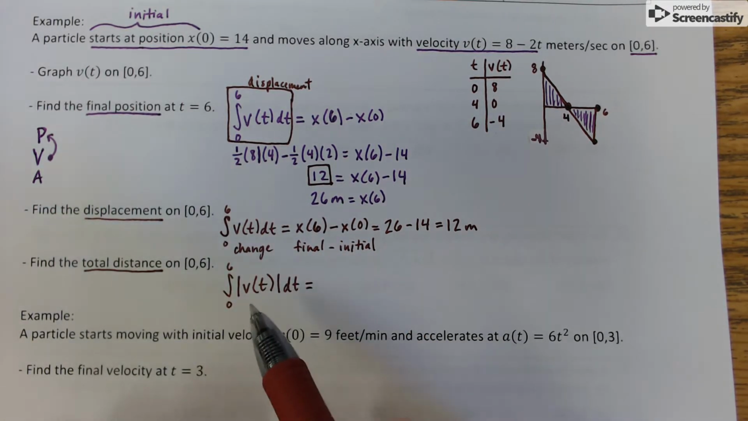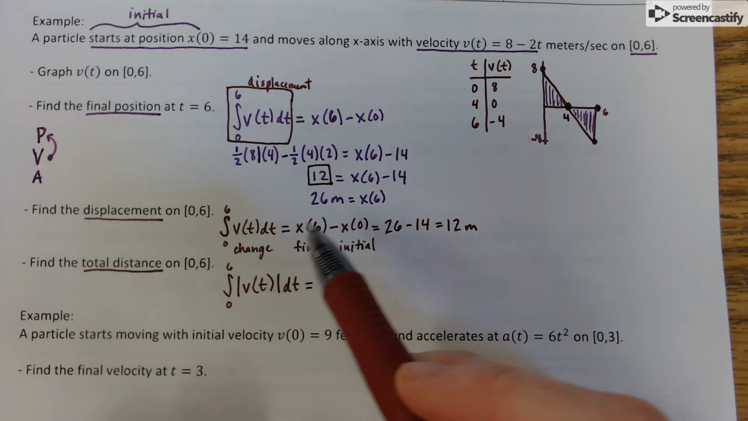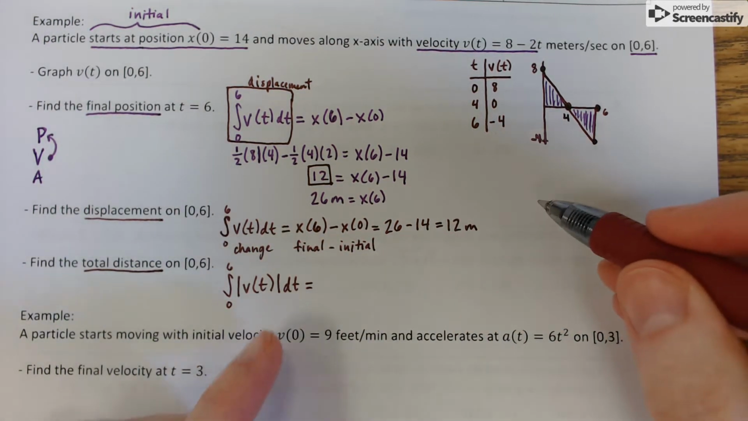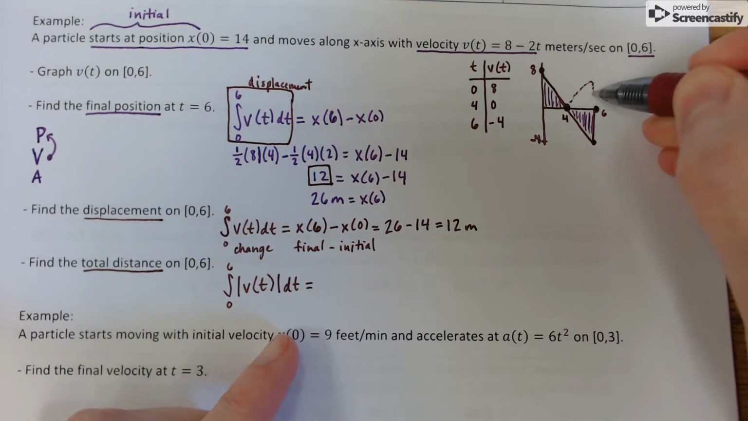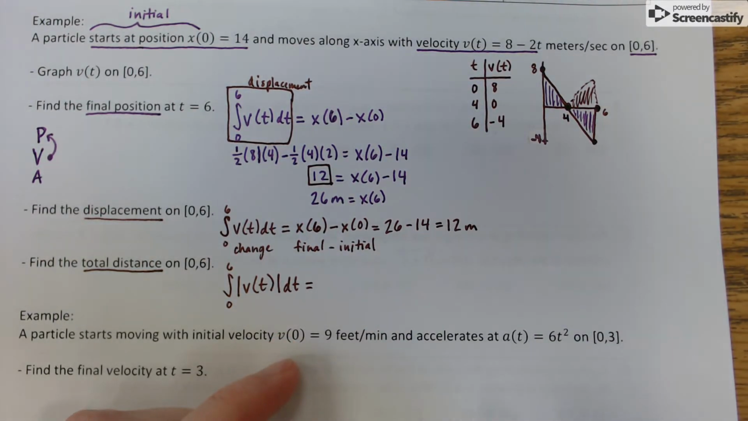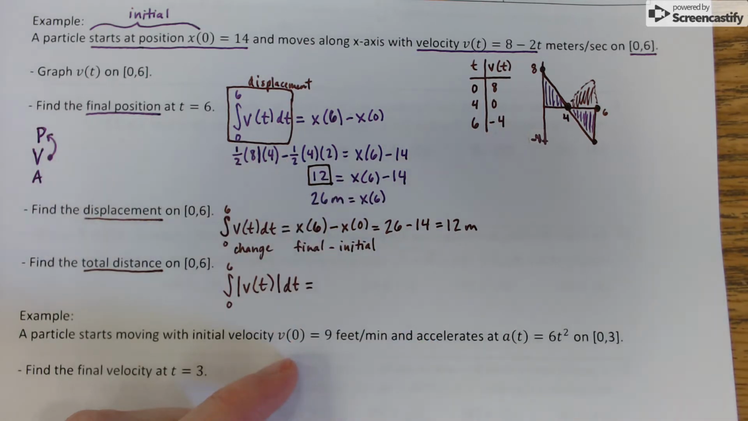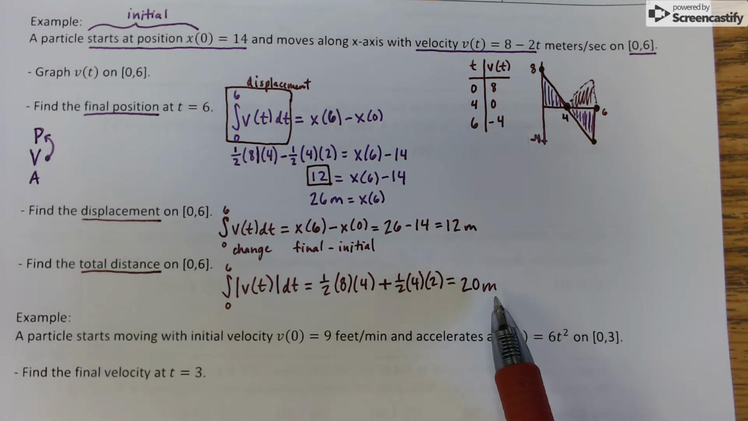The total distance formula is almost identical to the displacement, except for the one special difference of those absolute value bars. So in terms of our area that we use to evaluate the integral of v of t, absolute value means that all of that area becomes positive. So we'll take that smaller triangle and flip it up over the x-axis to make it positive. So instead of subtracting here, we'll actually add it to get our final answer. When we do those calculations, we end up getting 20 meters, and meters again because it's a distance.